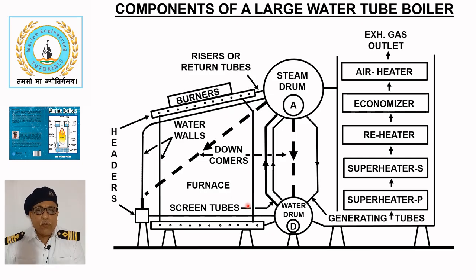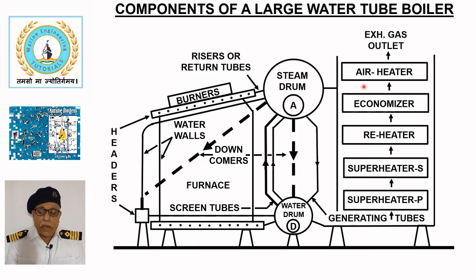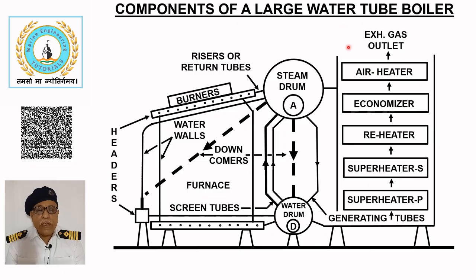Finally, the gas flow path. Exhaust gas leaving the furnace passes over screen tubes, generating tubes, superheaters, reheaters, the economizers, and the air heater before exiting the boiler.